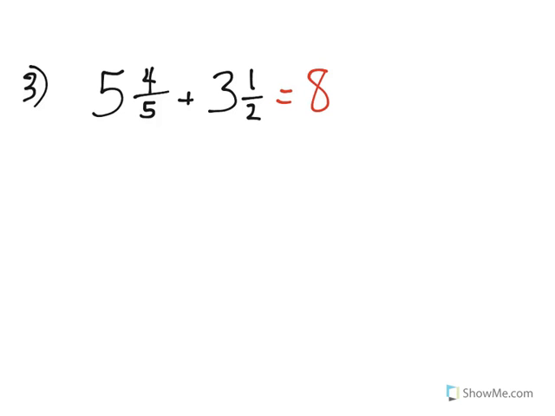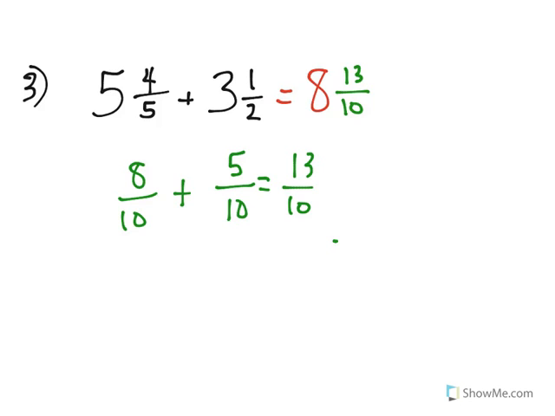And now we'll find the least common denominator for 5 and 2, which is 10. And to go from 5 to 10, we need to multiply by 2. So we'll multiply 4 times 2 to get 8. And to go from 2 to 10, we have to multiply by 5. So we have to multiply the 1 by 5, and we get 5 over 10. 8 tenths plus 5 tenths is 13 tenths.